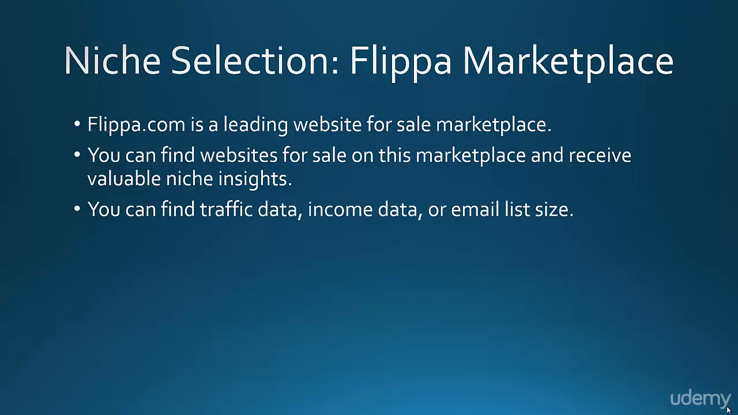You can find traffic data, income data, or email list size. And so it's really cool because when people list their business for sale, they want to give you all the honest, up-to-date information. They want you to know how much traffic their site gets, what kind of income their site has earned, and their email list size. And that's all valuable information to you.